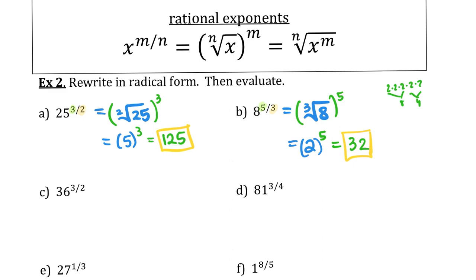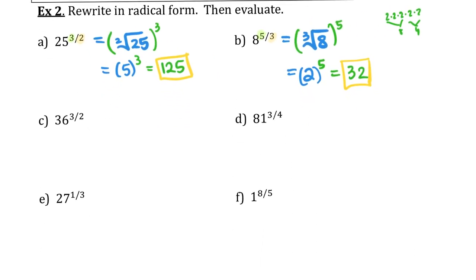Okay, I'm going to keep going. If you're starting to get the hang of it, go ahead. Okay, 36 to the 3 halves. Because the exponent is a fraction, I know there's going to be a root. The bottom number tells me the root index. So this is going to be the second root of 36, or a square root. I don't need to write the index, but I can if I want. After I do the root, I'm going to raise it to the third.